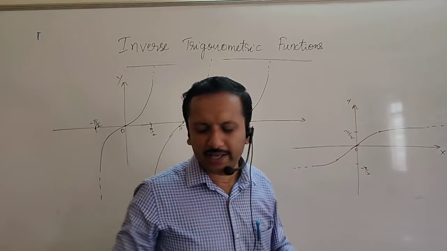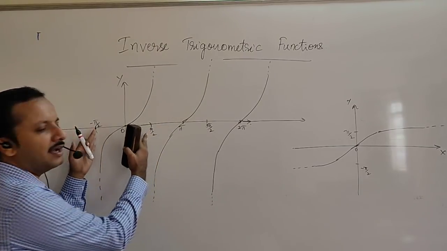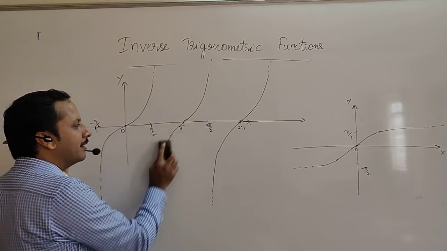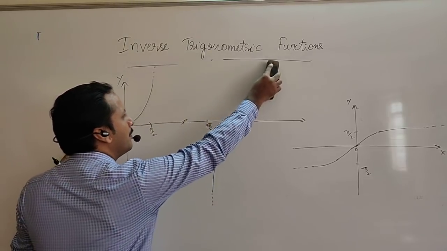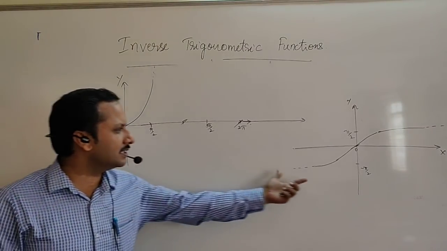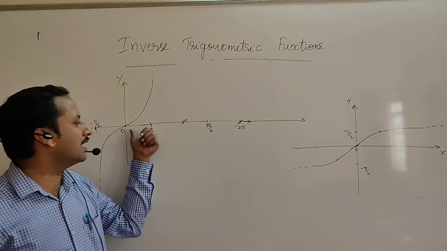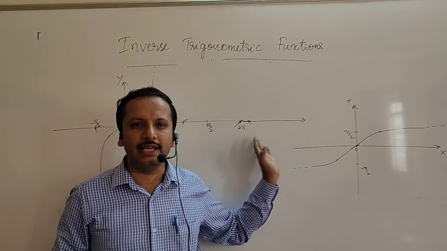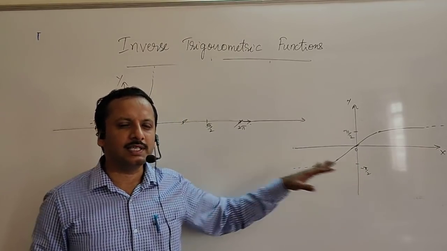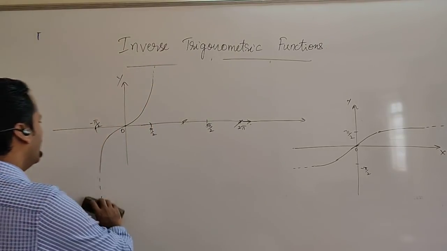This is the mirror image of the portion of this curve. I will rub this because, as far as inverse is considered, we are looking at only the open interval minus pi by 2 to pi by 2. So look at this graph and look at this graph. This is the image of this graph with respect to the line y is equal to x. This is the graph of tan inverse x and this is the graph of tan x.